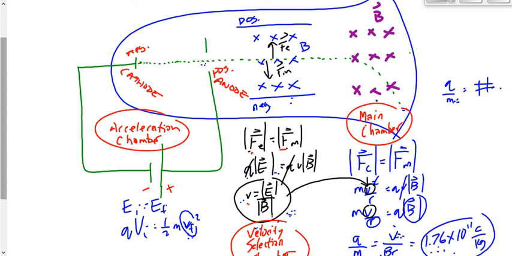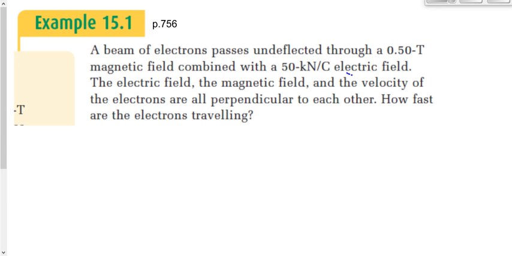Okay, because here's where we have the electric force and the magnetic force, and the particles are going undeflected. So look for those keywords, right? Undeflected. Look for an electric and a magnetic field together. If we just had a magnetic field, what would it be? If it was just a magnetic field, it would be the main chamber. Then they're going to go in circles.